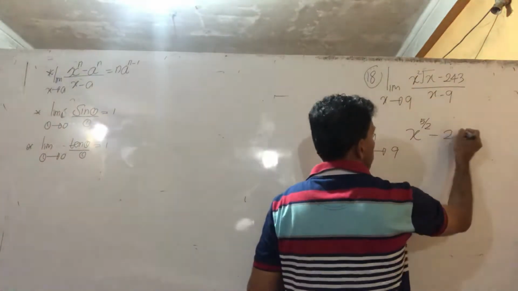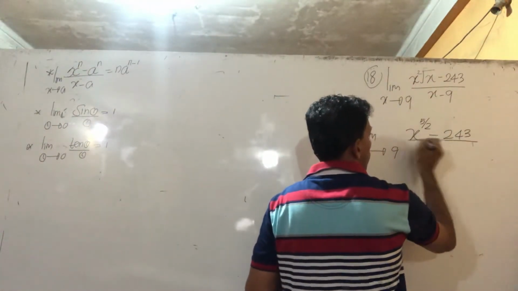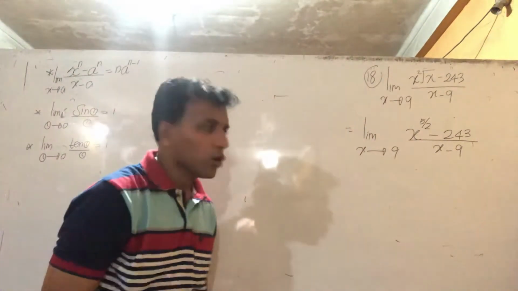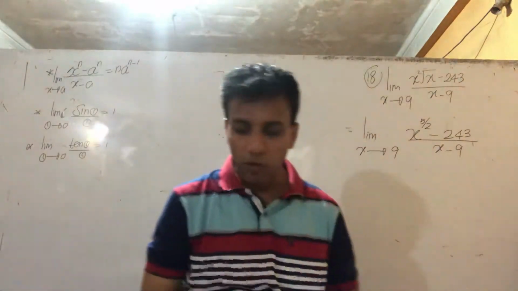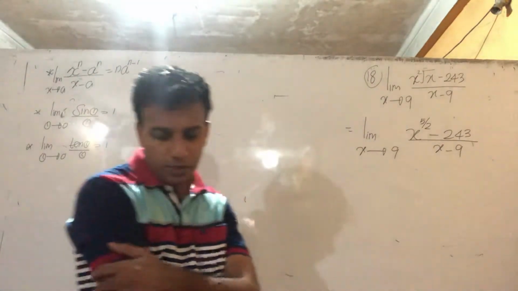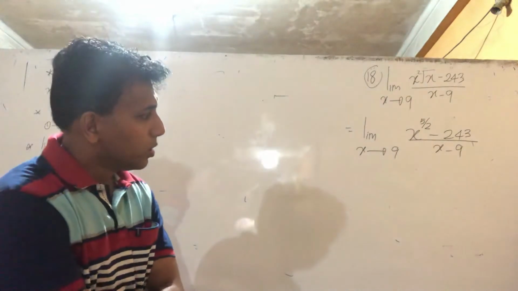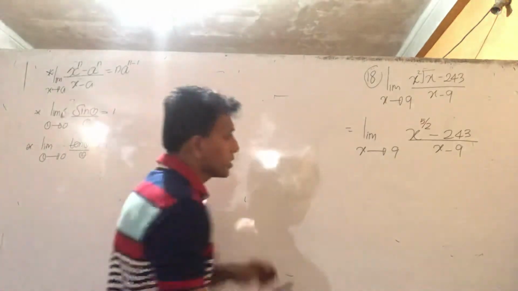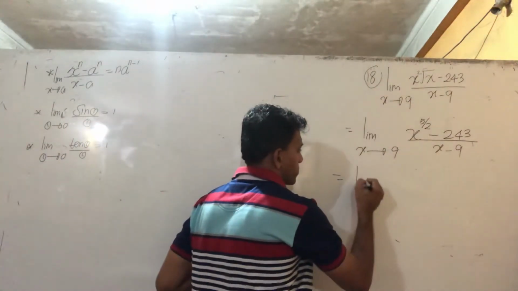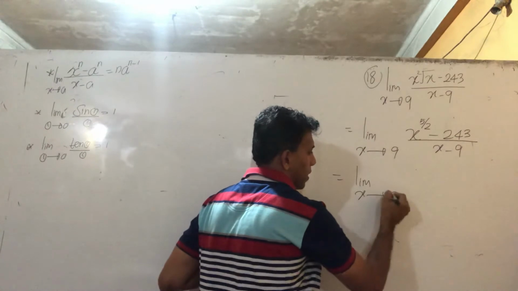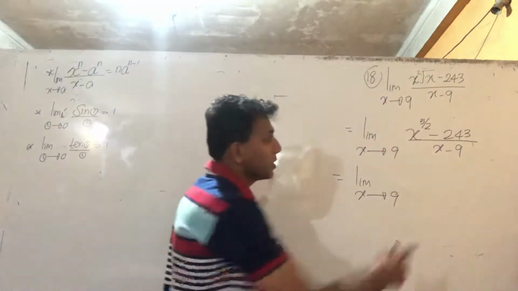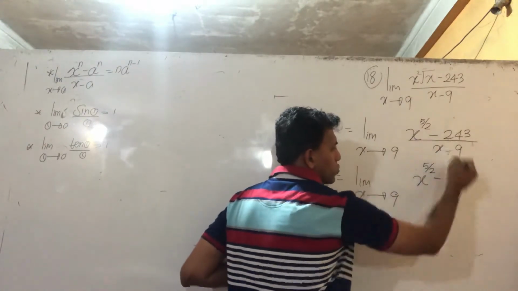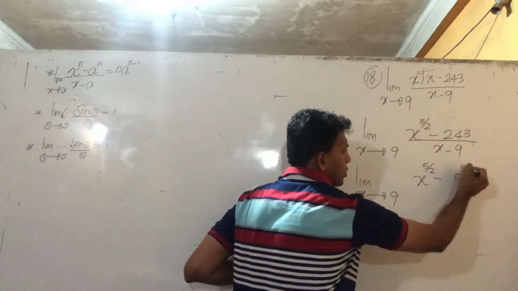Minus 243 over x minus 9. Now think of a model of the limit, rule number 1 of limit, how to convert that pattern. X to the power 5 over 2. See that, therefore limit x tends to 9. Can write this one x to the power 5 over 2, this one 9 to the power 5 over 2.